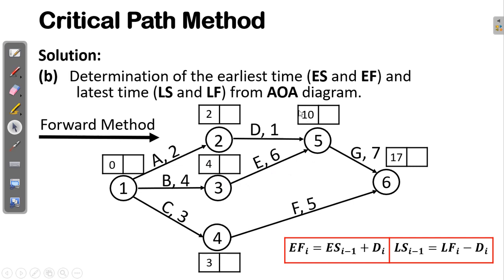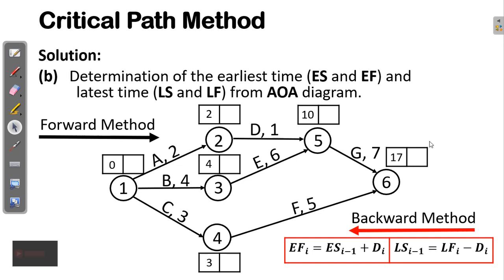Okay, so this one is the earliest finish time of these two activities, but it is the earliest start time of activity G. So 3 also is the earliest start time of activity F. So we are done with the earliest time computation. Now we need to use the backward method to compute the latest time. Okay, the latest time, now we are going to apply the backward method.